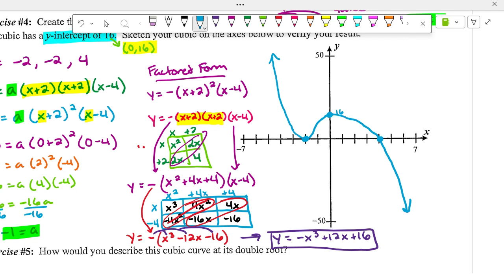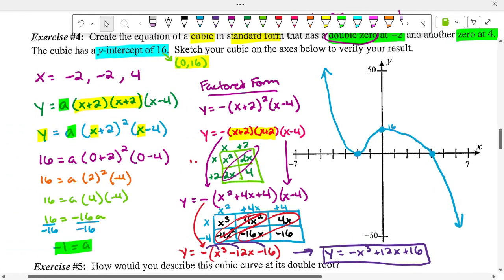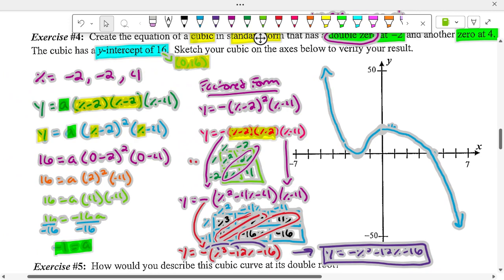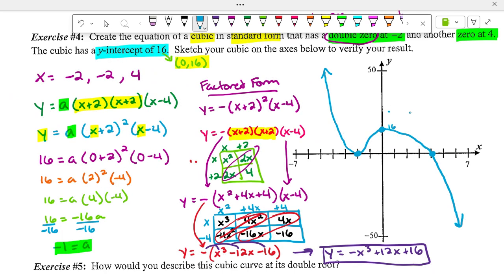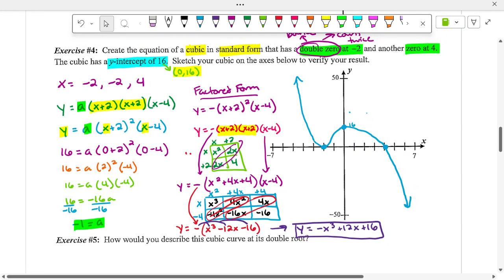Does everyone understand what I'm doing here? Okay, so take a minute. I'm going to leave this up just for an example, but I want you to try exercise 3 on your own.